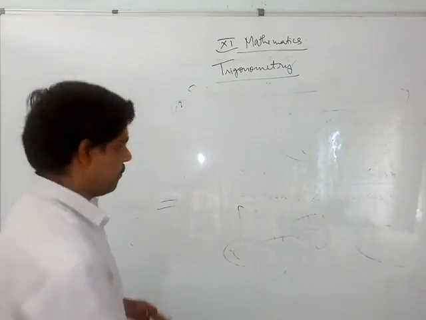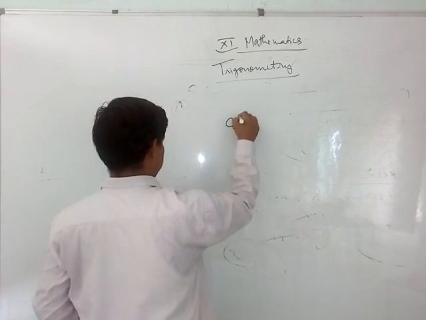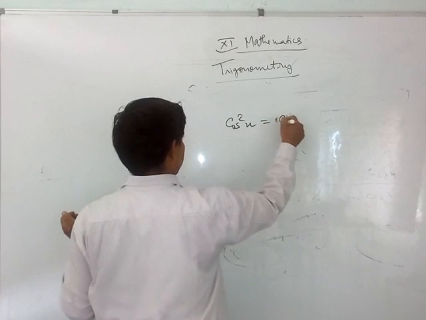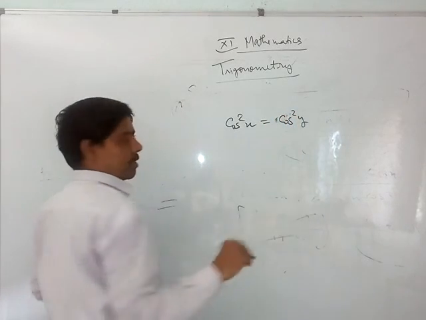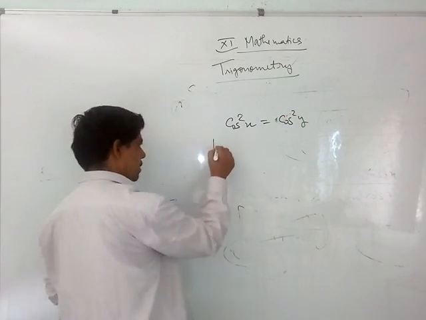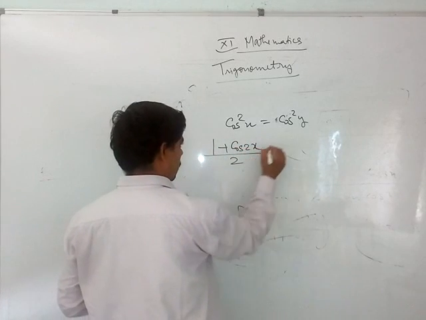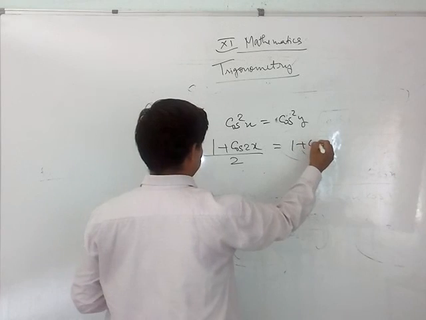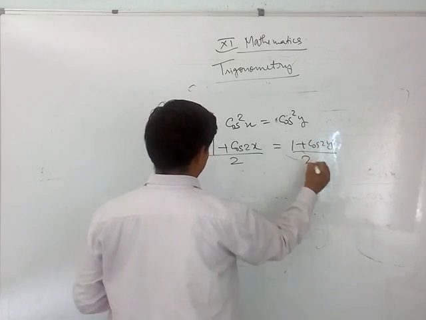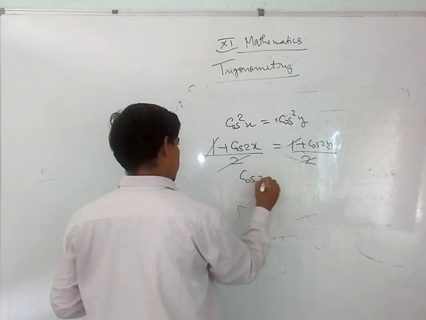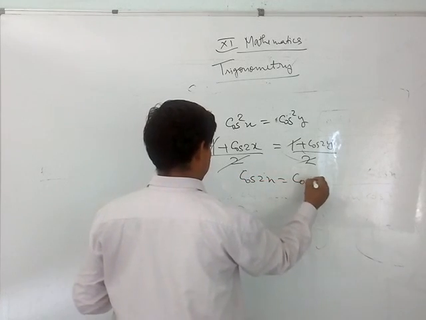Suppose you are getting cos square x is equal to 0 or cos square x is equal to cos square y. You should not take the roots. Don't take the root. Solve it like this. 1 plus cos 2x upon 2 equals 1 plus cos 2y upon 2. Now cos 2x is equal to cos 2y.